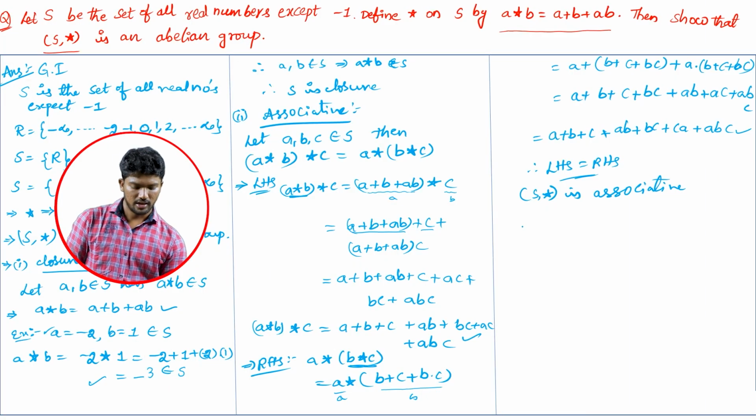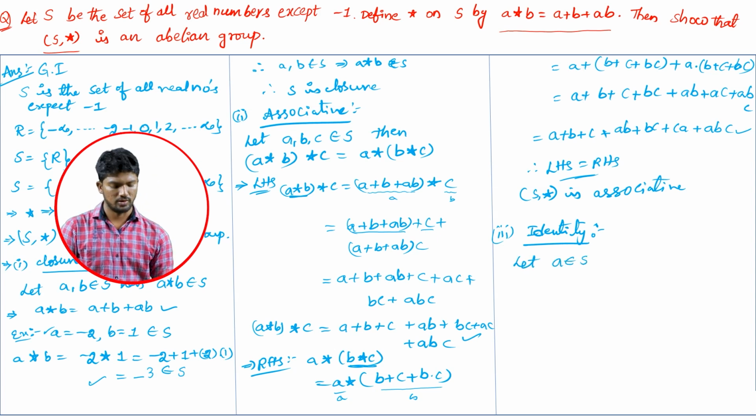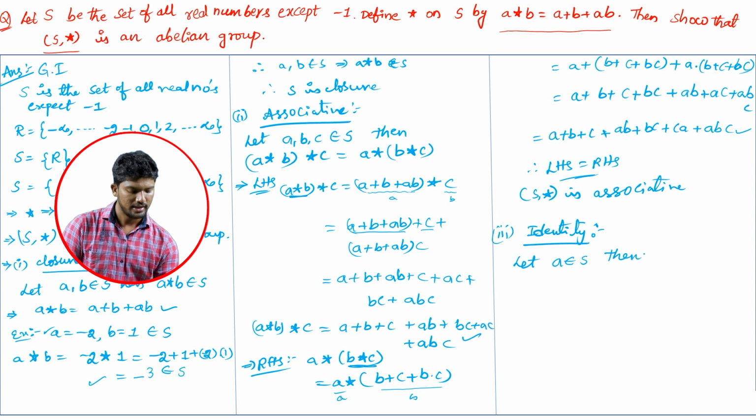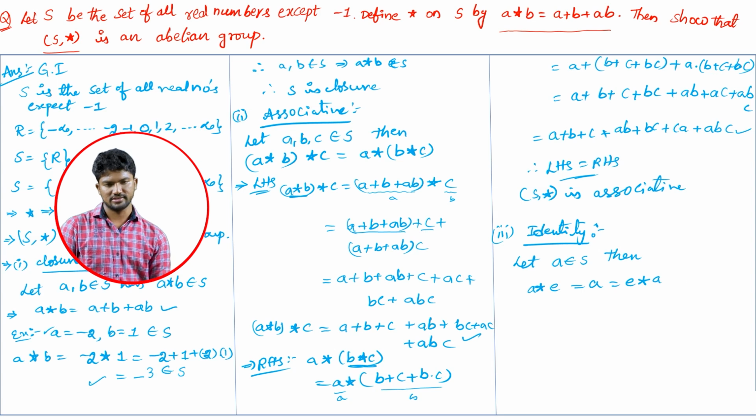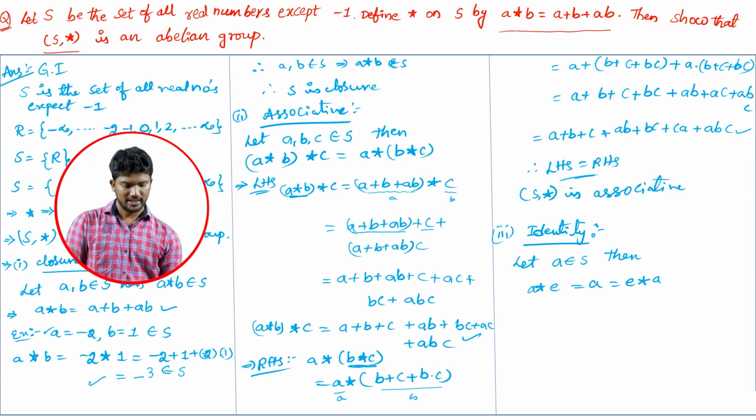Similarly, we have the third condition, that is identity. So identity is nothing but, let me take small a belongs to capital S. Okay, then A star E is equal to small a is equal to E star A. This is the original condition. A star E is equal to small a is equal to E star A.